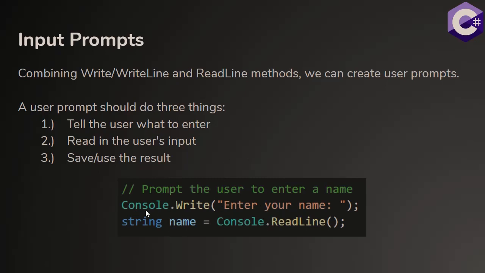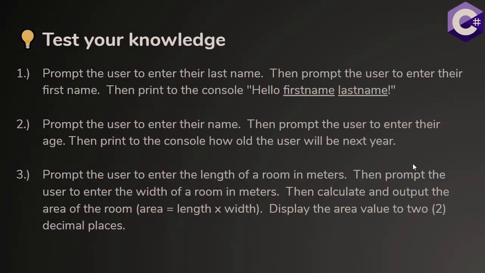So here's an example of those 3 steps. First, I'm prompting the user to enter their name. So I'm writing to the console, I'm telling the user, enter your name. This sets them up so that when the screen pauses with the ReadLine method, the user knows what to type. Next I call the ReadLine method, I read in the user's input, and then finally I save the user's input into a variable. Now later in my program I can use that value however I want.